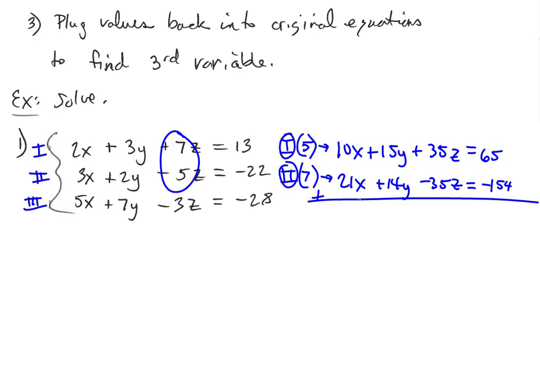We're used to doing this with only two variable terms. Now we have three, but it's no different. So we're going to add down, and of course, the z's will cancel. I'll have 31x plus 29y equal to negative 89, when combining those constant terms on the right side.